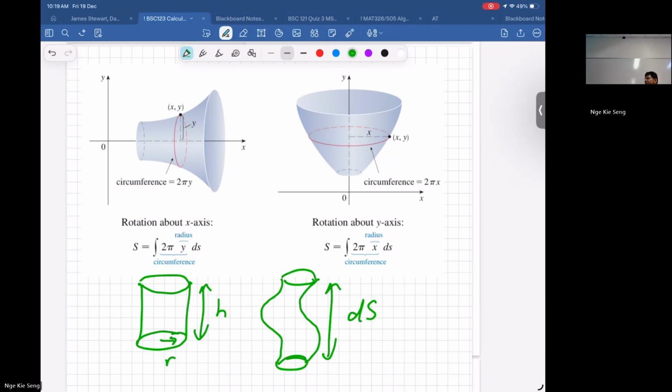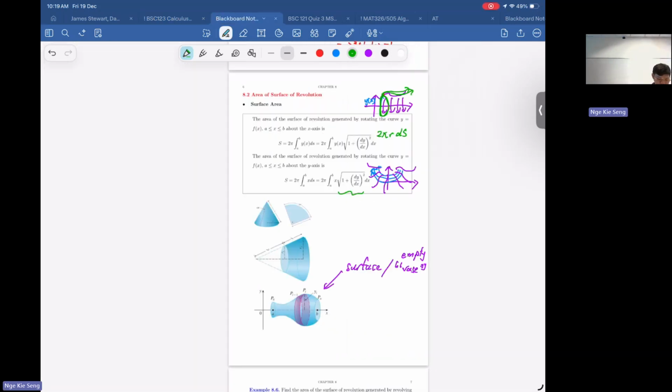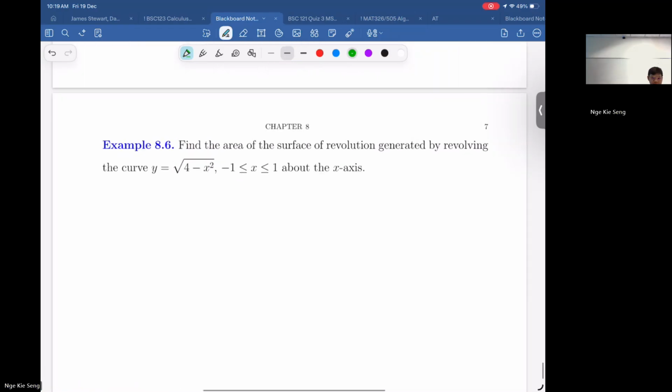Any question? No question? Okay, if no question, let's try some questions here. Find the area of the surface of revolution. So in the exam, please read carefully whether you want to find the area or you want to find the volume. So this will be the area of the surface. Surface only has area. Sometimes for the volume, what do they call it? Solid, right? Solid of revolution. So you need to fill in the solid.